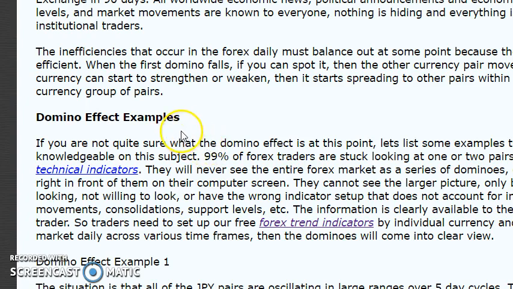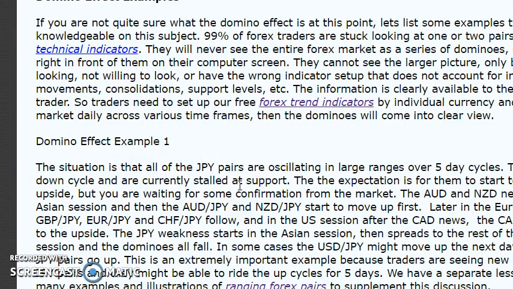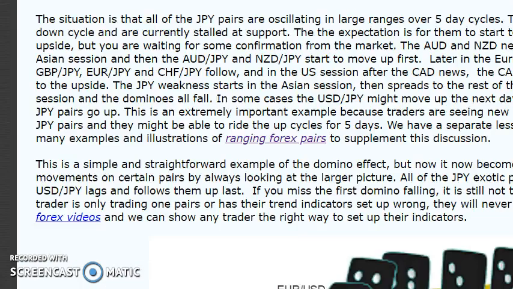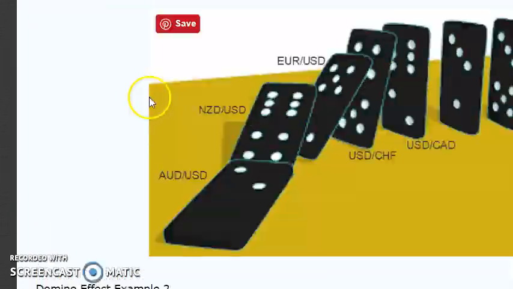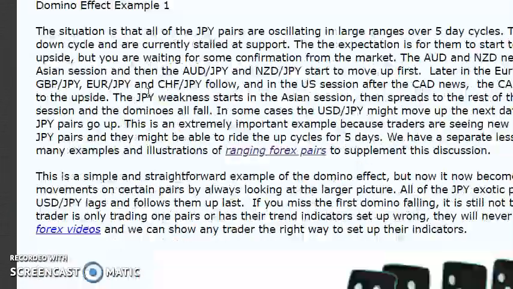So one of the best ways to explain the domino effect is just by looking at examples. So we have example number 1 here, all the way down through example number 7. We'll cover some of these examples right now. You can read about the rest of them. Let's cover the first one in a detailed fashion.